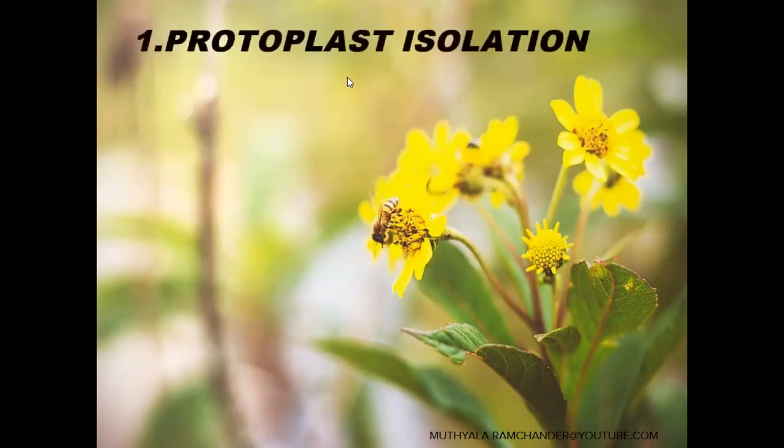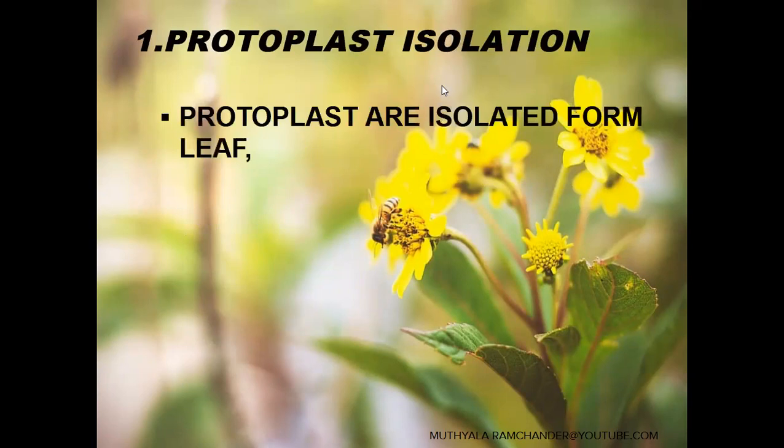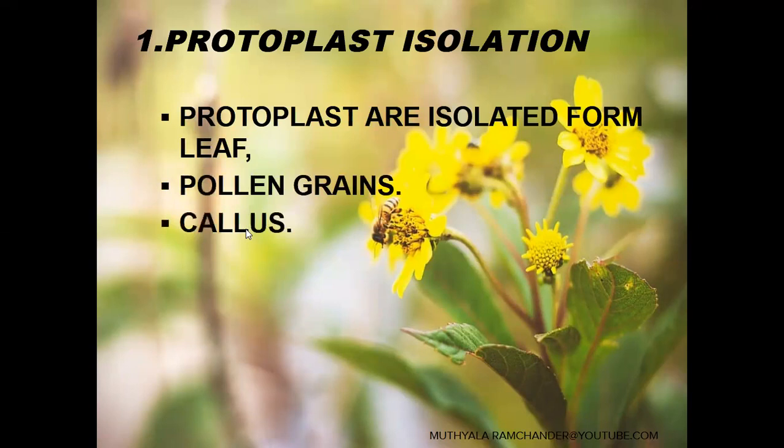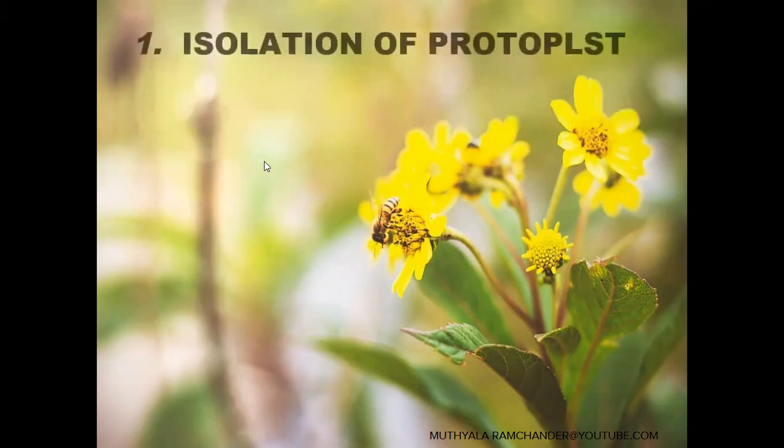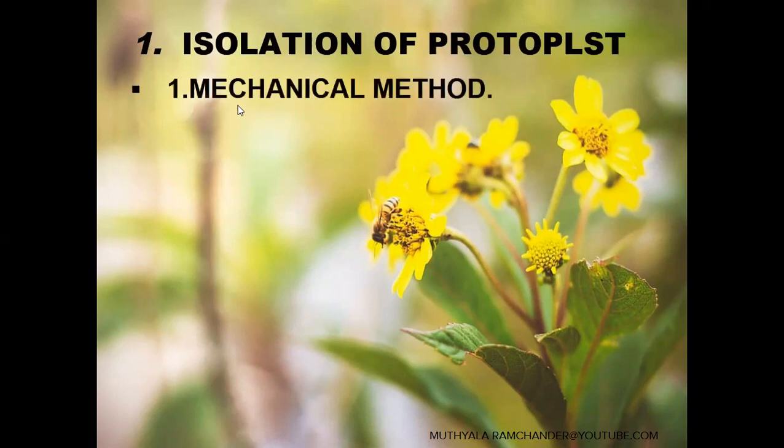Now the first step is protoplast isolation. Protoplasts are collected from the leaf, pollen grains, and callus. Protoplasts are isolated from the leaf, sometimes shoot, sometimes roots, pollen grains, and callus. These are the main sources for the isolation of protoplasts from the selected parental plants. Now, what are the steps? Isolation of protoplasts is mainly done by two methods: one is the mechanical method, the second is the enzymatic method.